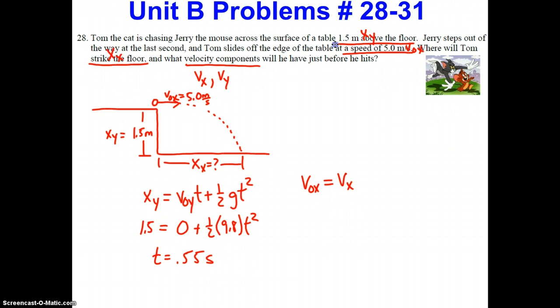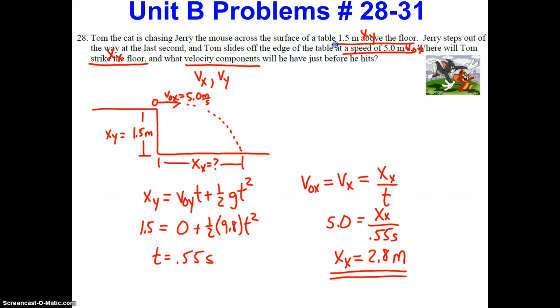A projectile horizontally moves under conditions of constant velocity, and therefore the equation VOX equals Vx, which is the final velocity, equals XX over t. The constant horizontal velocity is 5. We use the non-sig fig value of our time, whatever that was, multiply, and we get the horizontal range, the XX value, to be 2.8 meters. So there's one of our answers that we're looking for.